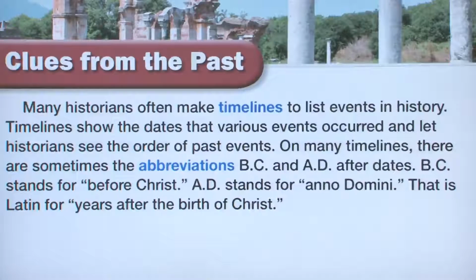Now moving back onto the passage, many historians often make timelines to list events in history. Timelines show the dates that various events occurred and let historians see the order of past events. On many timelines, there are sometimes the abbreviations BC and AD after dates. BC stands for before Christ, AD stands for Anno Domini. That is Latin for years after the birth of Christ.